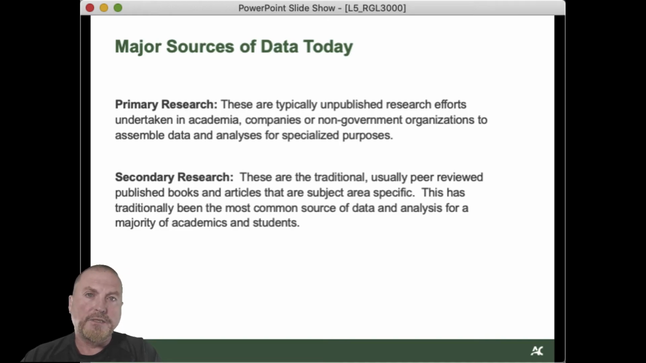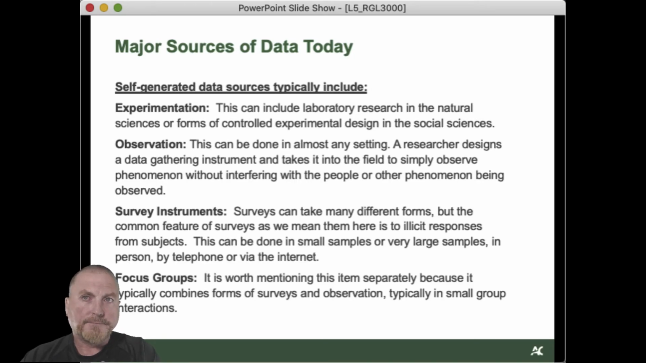And then secondary research, of course, is what you go after, like your typical student research paper. You're looking at published articles, published books, magazine articles, newspaper articles that have already been published, and your use of them is secondary, which is why we call it secondary research. Okay.